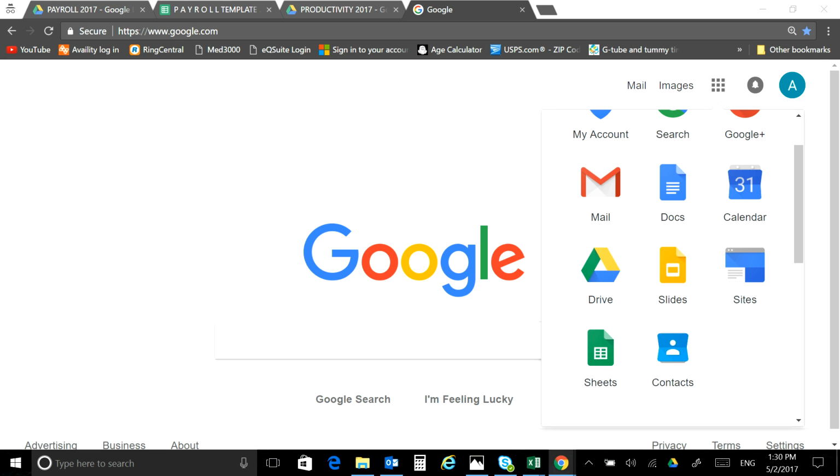The first thing you need to do is to have a Google account. Basically, you go to google.com, go to mail, and just follow the steps to get a free account.